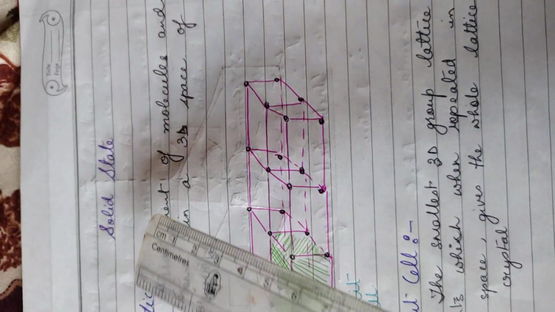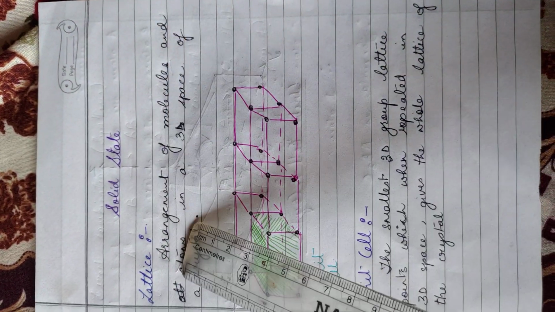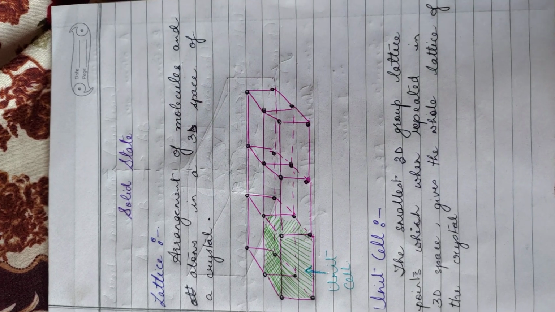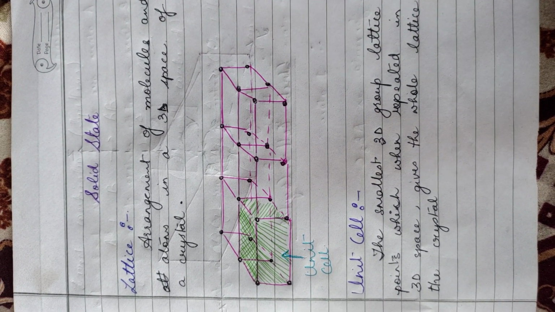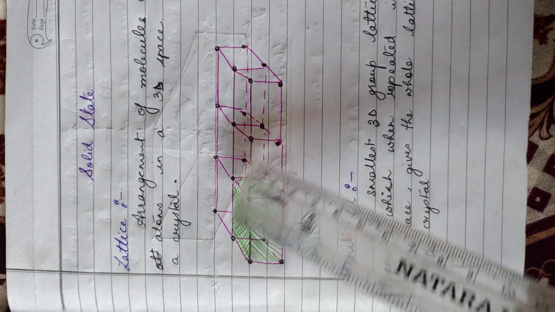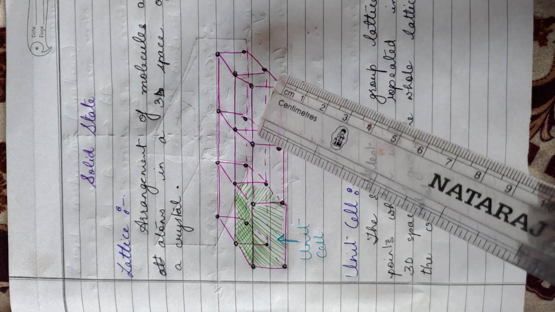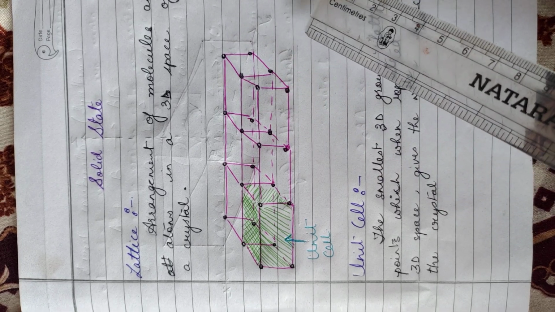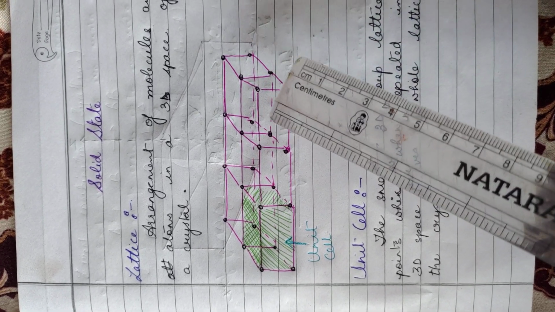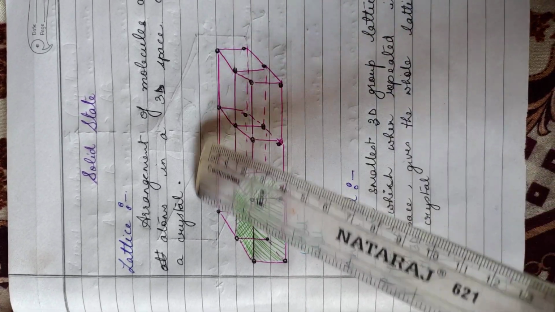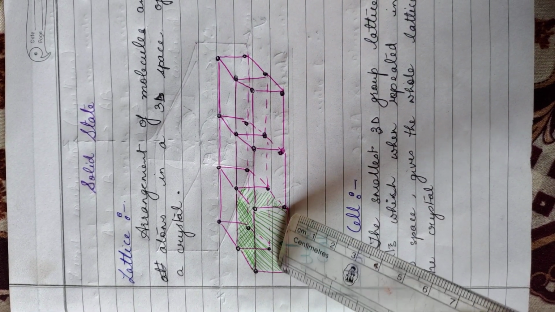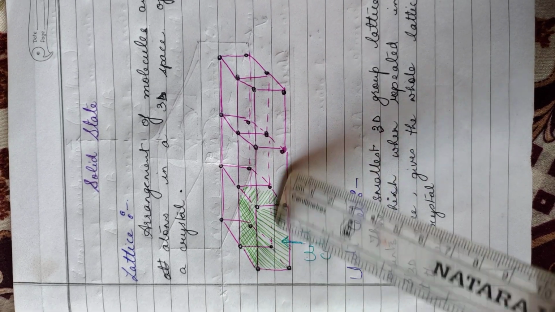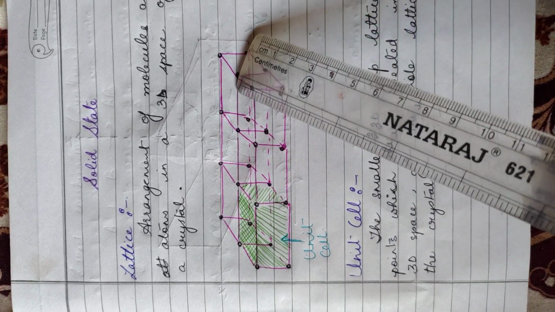It's nothing but an arrangement of molecules and atoms in three-dimensional space to form what? A crystal. Now we have to understand that whenever we arrange atoms or molecules in a very particular manner, a crystal structure is formed. I have given a small diagram for y'all to understand this. What you can notice over here is that there are different cubes joined together.